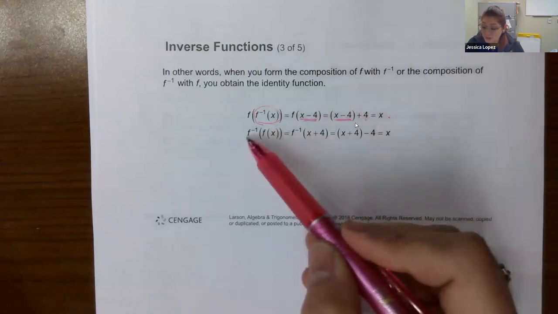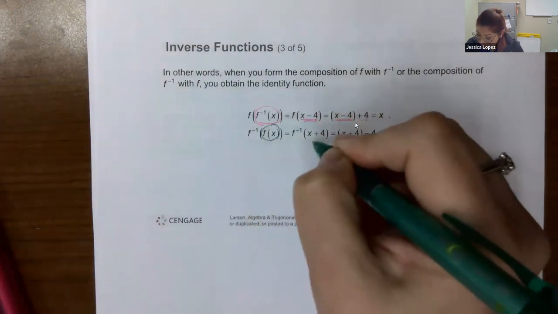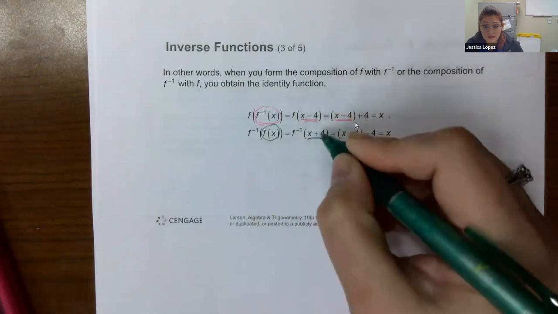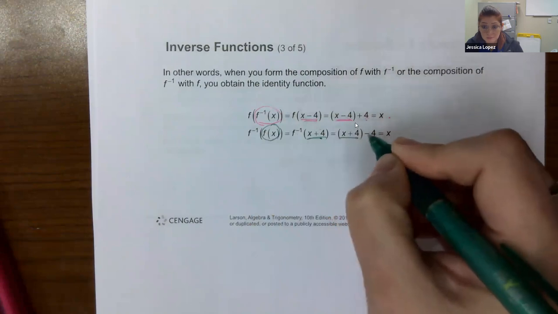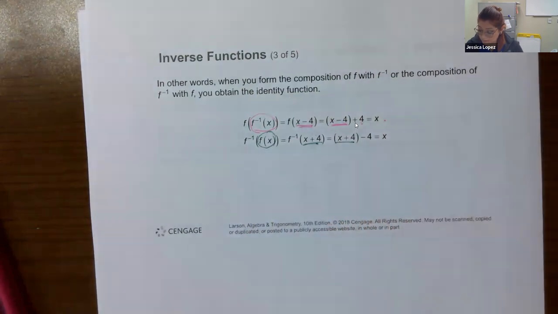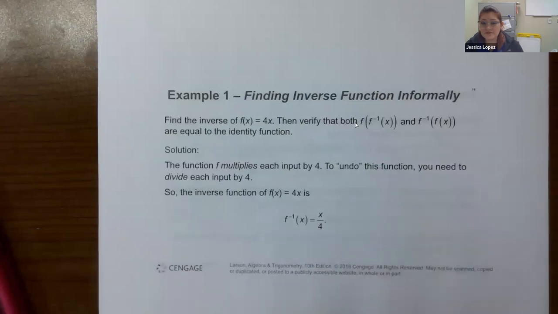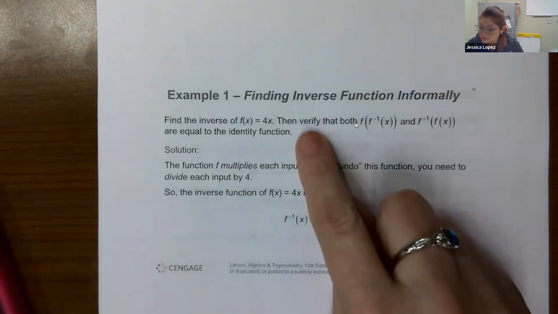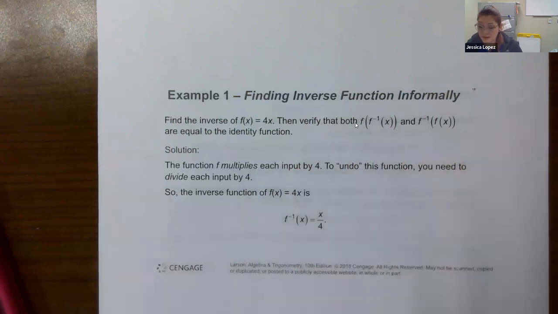Now if I do it the other way around, now I'm talking about this guy on the inside, and the formula for that was x plus 4. And if I plug that into the inverse, it's going to be that same x minus 4. And then these 4s cancel, and I just am left with x. You're not finding the inverse, you're basically verifying whether something is an inverse. So notice that it says verify that both of these two things equal x.